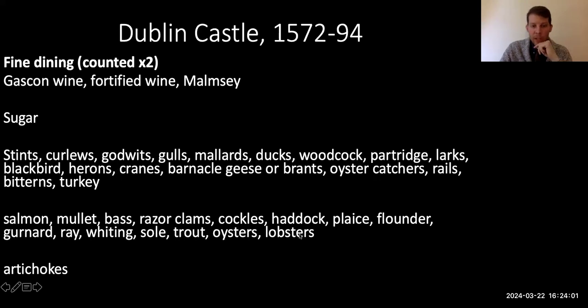There's also a whole range of fresh fish. So note that previously I mentioned that there were some preserved fish. There's a bunch of fresh fish as well. Salmon, mullet, bass, razor clams, cockles, haddock, plaice, flounder, gurnard, ray, whiting, sole, trout, oysters, and lobsters. And all of these are caught locally in both rivers and the sea.